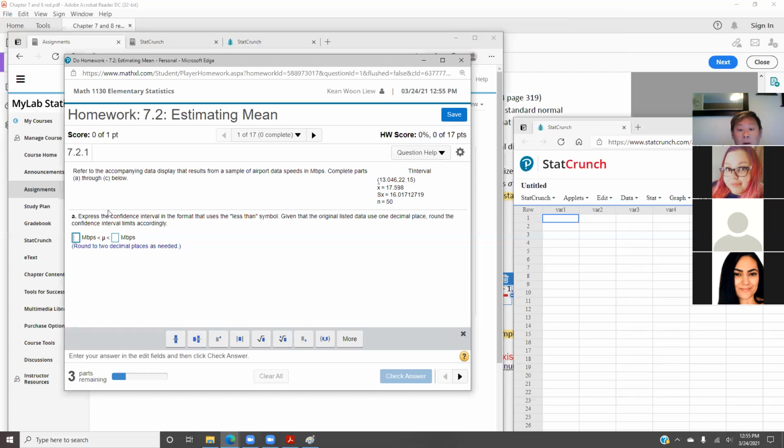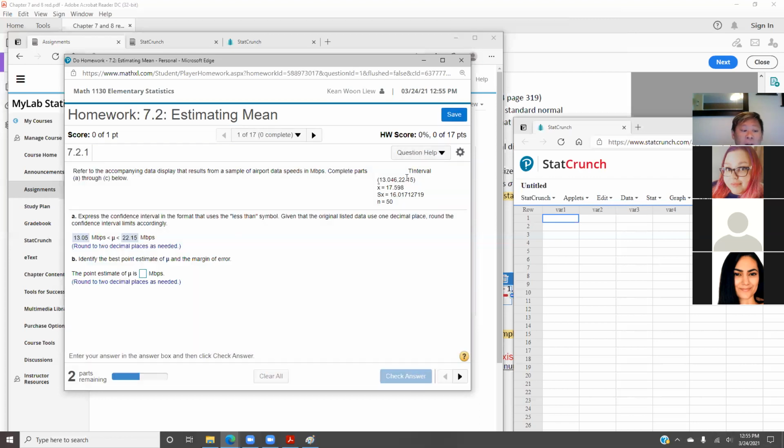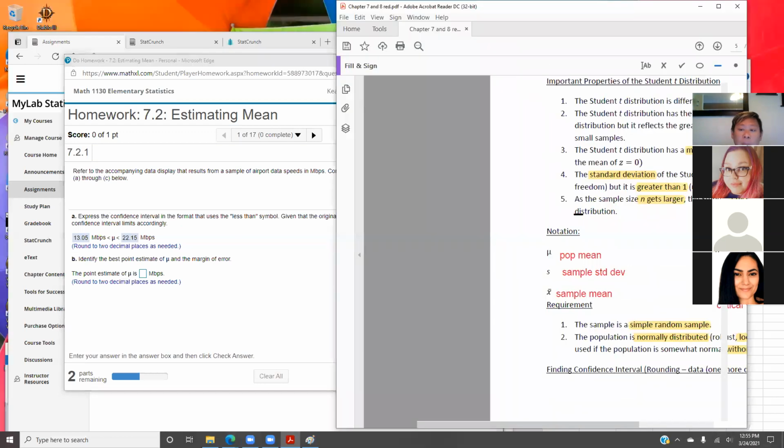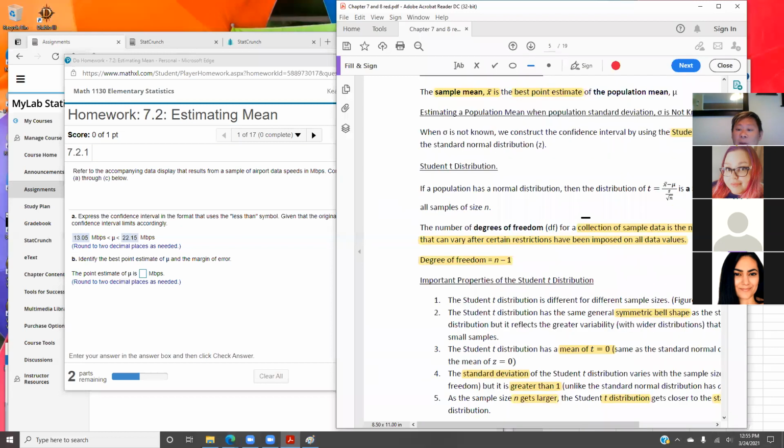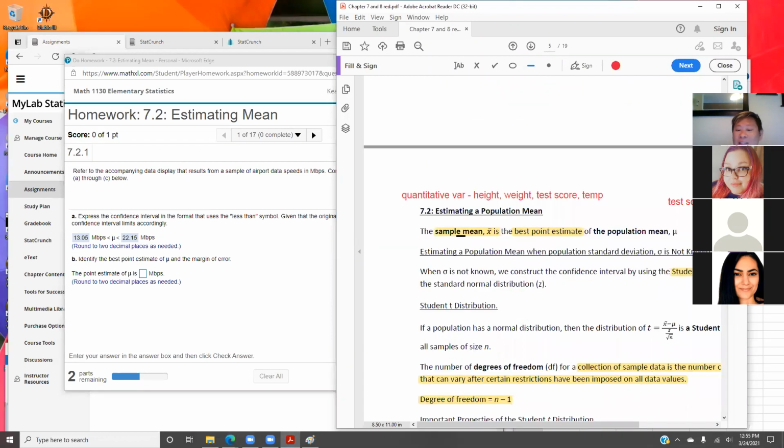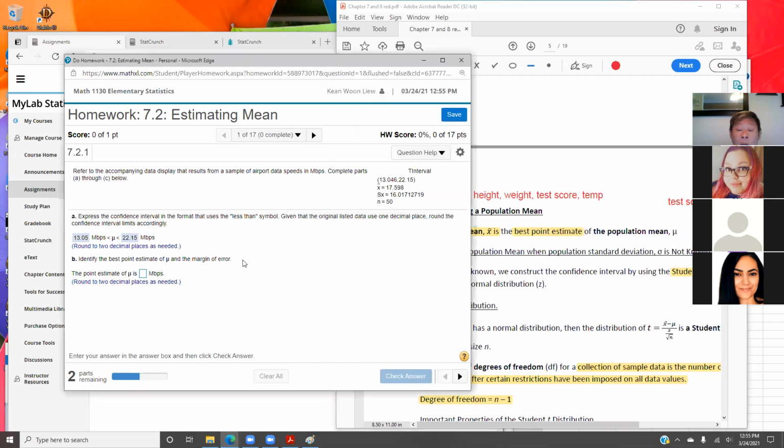13.05 and 22.15. So if a question gives you all this information, you just need to know how to read it. So this is how you find your confidence interval. What is the best point estimate? If you remember, the best point estimate for a population mean is your sample mean, X bar. So can you tell me what your sample mean X bar is here?